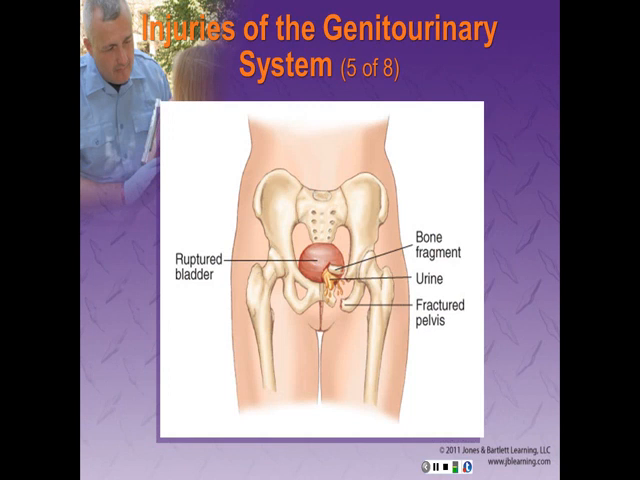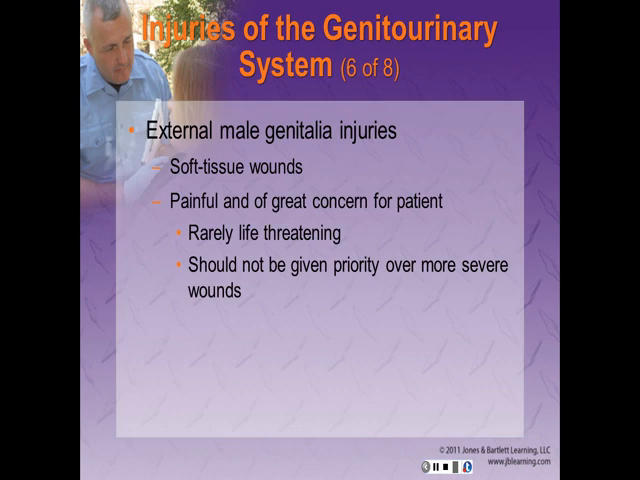And you can see here an example of a bone fracture from the symphysis pubis of the fractured pelvis penetrating the bladder and rupturing it. Regarding injuries to the external male genitalia, soft tissue wounds are common, and these are painful and of great concern for the patient. They're rarely, however, life-threatening and should not be given a priority over more severe wounds.